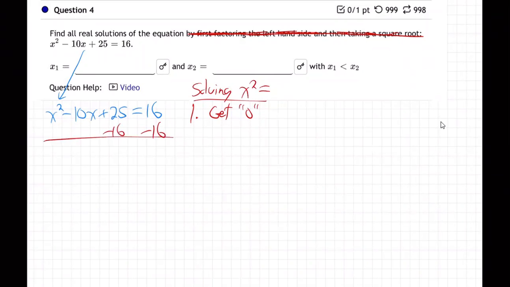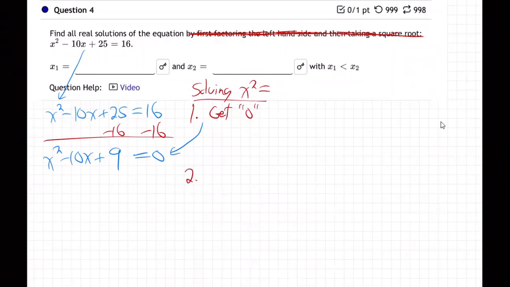So we didn't have to do that on the other problems. This is kind of a new situation, right? Subtract 16. Why am I doing that? Because I want 0. Get a 0. This one didn't already have 0. I have to get 0. You should calculate 25 minus 16. What's that? 9. Okay.